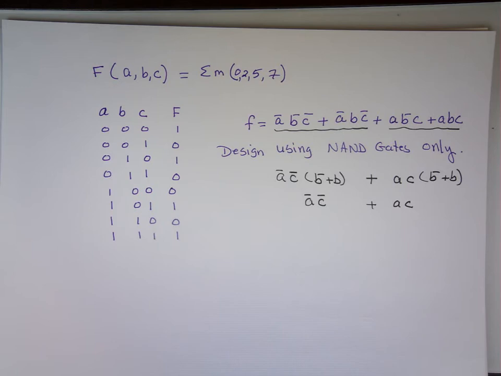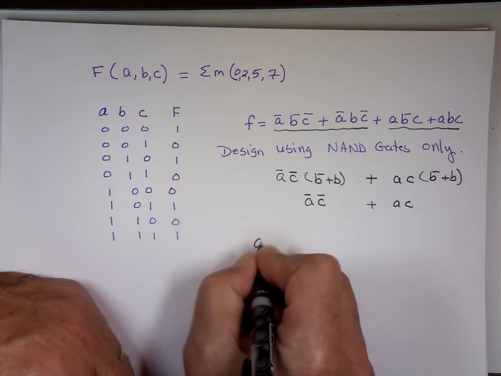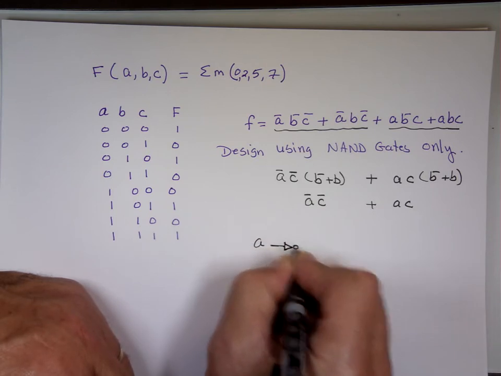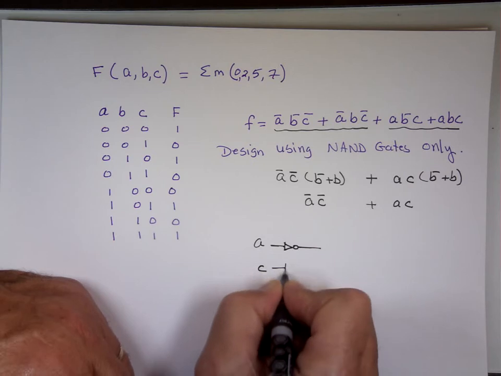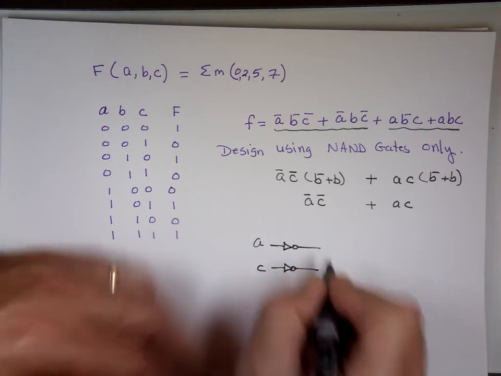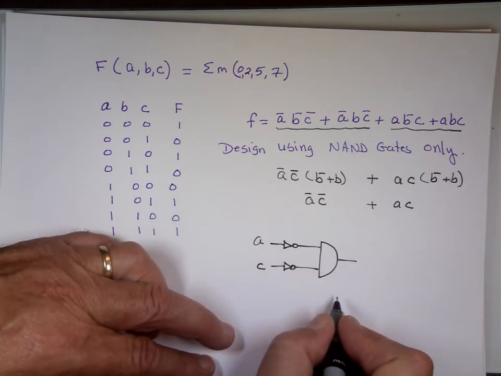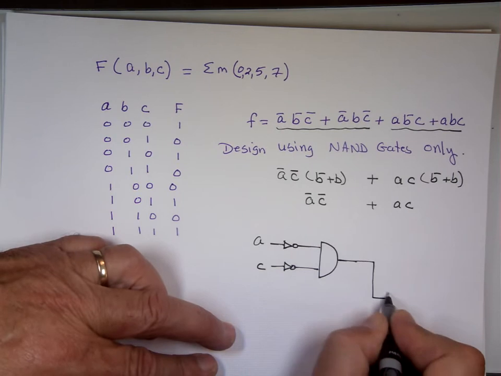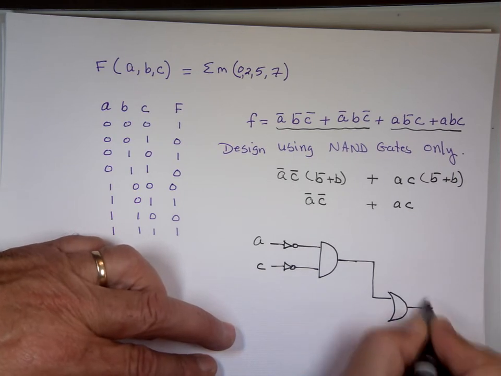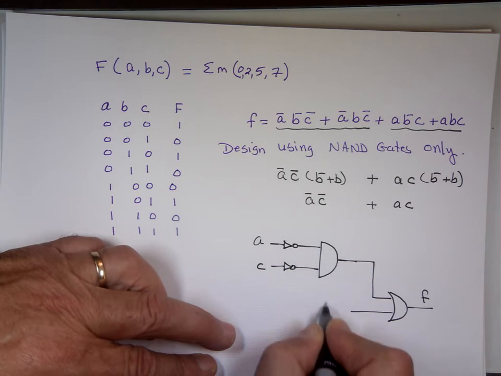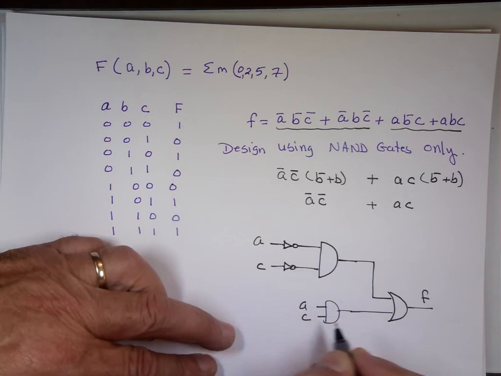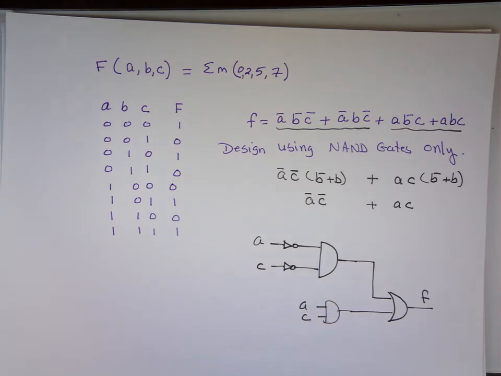So if I go to design that, this is what I have. I have A going through a NOT gate, C going through a NOT gate. Both of these are what? ANDed together. At the end, they're going to be ORed with another gate that has what? We thought we all use NAND gates. Well, correct. I said design using NAND gates. So are these NAND gates? No.